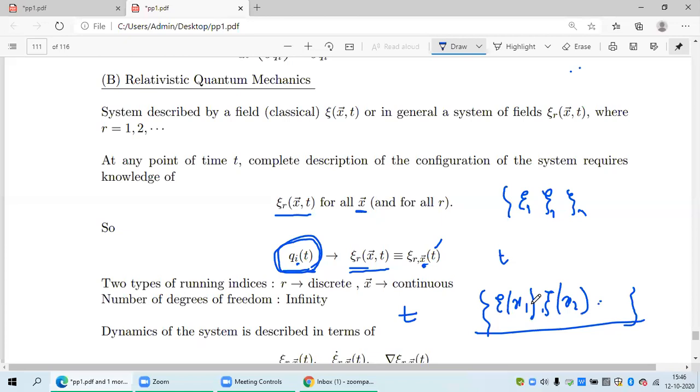Since at a particular time I don't write time in the argument, all these numerical values completely describe the configuration of the field in the universe. In that sense, this set represents the generalized coordinates for the system, and there are infinite such generalized coordinates.